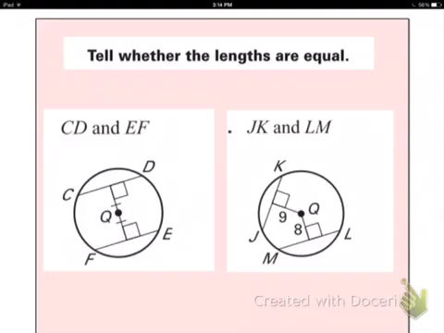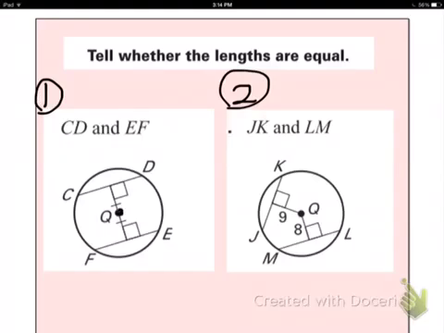Now we want to look at these two examples here. In one example, the chords are equal, and in the other example, the chords are not equal. Look and see if you can decide. Would CD and EF be equal here? Or would JK and LM be equal?